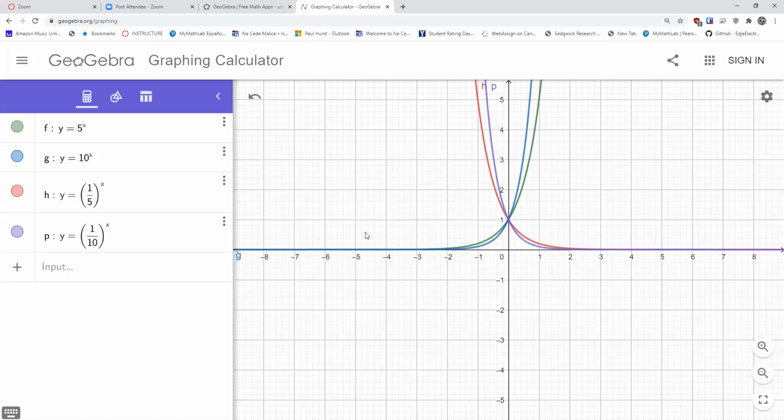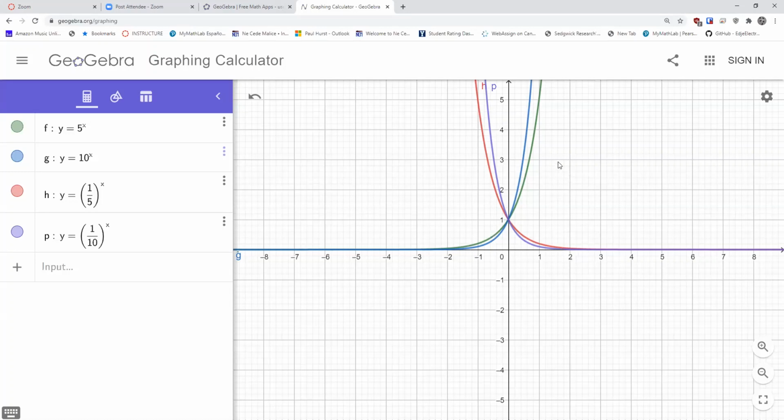So I'm going back to the Webassign. If you've got your Webassigns open, the functions with bases greater than 1, so that would be this one and this one, these two are increasing. The other two are decreasing. So the answers are increasing and then decreasing. And then the graph of 1/5 to the x is the reflection of 5 to the x about the y-axis, and the 1/10 to the x is a reflection of 10 to the x about the y-axis.